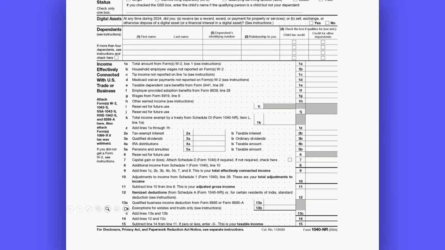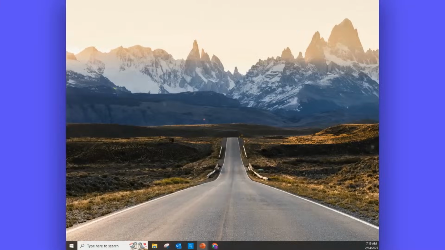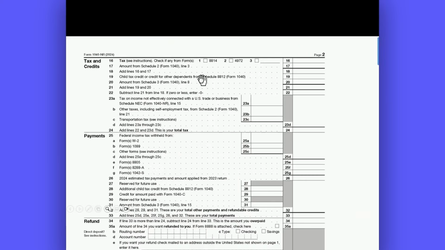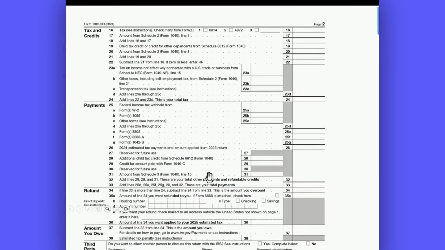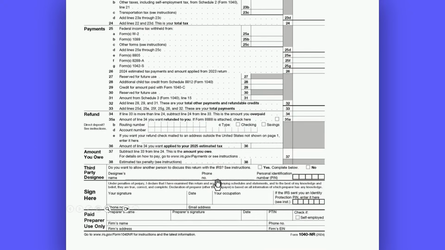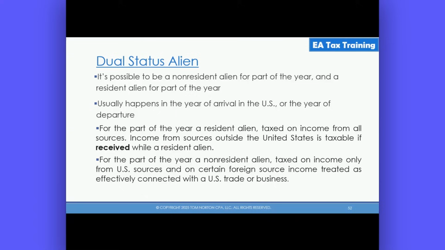And then we go to page 2. And you can see again, it's got the tax and tax credits, payments that were made, refund or amount due. So it looks a lot like the 1040, but it does have some different requirements about what is included. And remember, this is for non-resident aliens, which means it is only going to include US sourced income, not worldwide income. Let's now talk about this last status, which is a dual status alien.